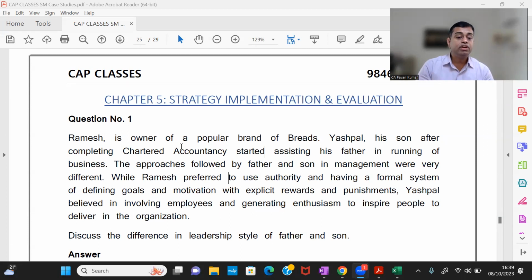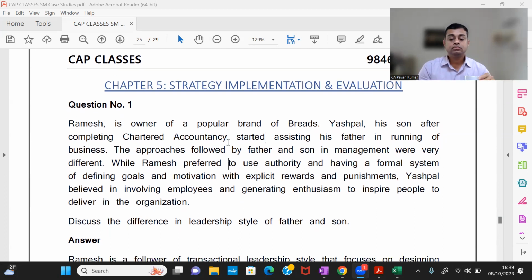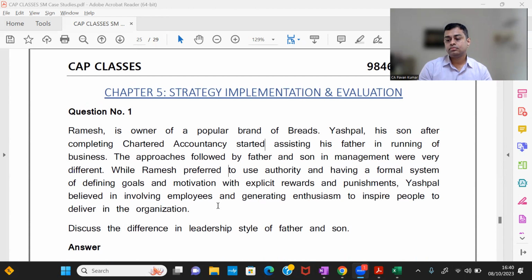So Kavipriya, can you read question number 1, please? Yes, sir. Ramesh is owner of a popular brand of breads, Yashpal. His son, after completing chartered accountancy, started assisting his father in running his business. The approaches followed by father and son in management were very different. While Ramesh preferred to use authority and having a formal system of defining goals and motivation with explicit rewards and punishment, Yashpal believed in involving employees and generating enthusiasm to inspire people to deliver in the organization. Discuss the difference in leadership style of father and son.